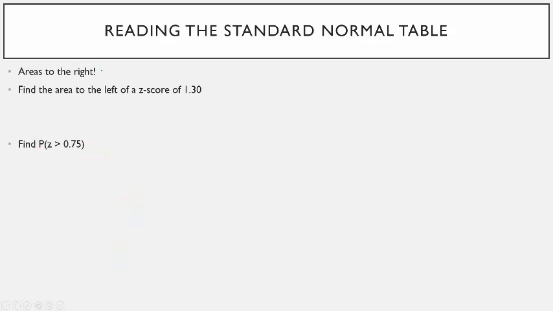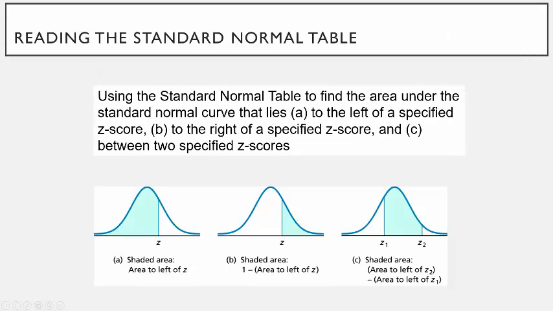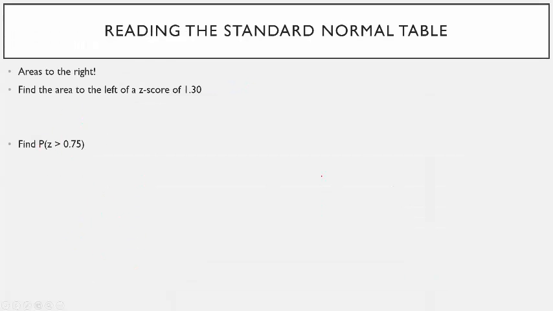All right, now let's find areas to the right. Now remember, whenever I give you an area to the right, you're just going to do 1 minus the area to the left. So you're just going to look up the area to the left and subtract it from 1. So let's find the area to the right of 1.30. So standard normal curve, centered at 0. Here's 1.30. And we're just going to find the area to the right.